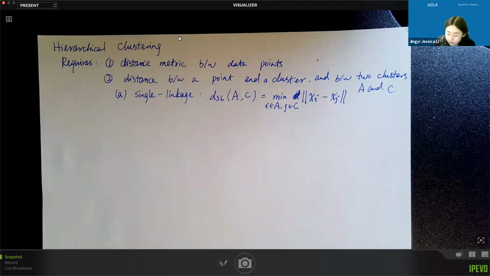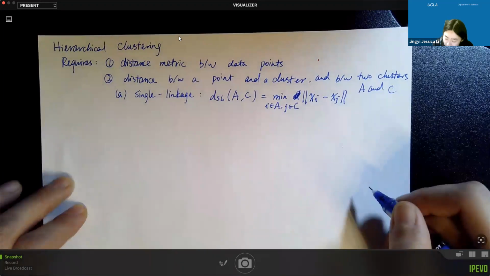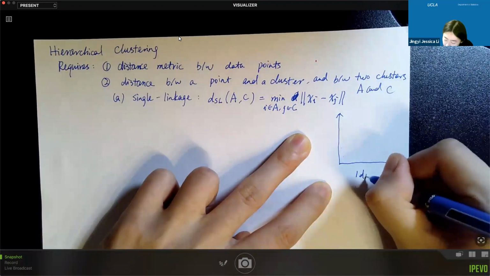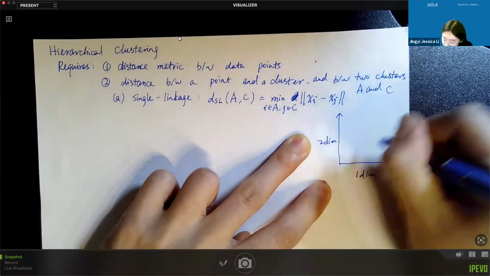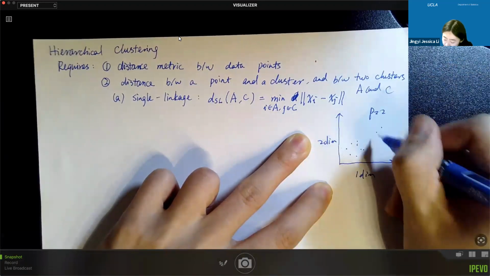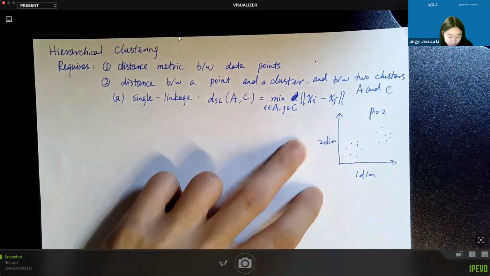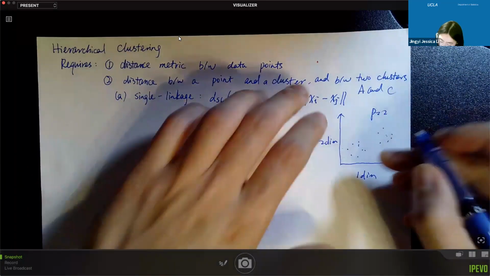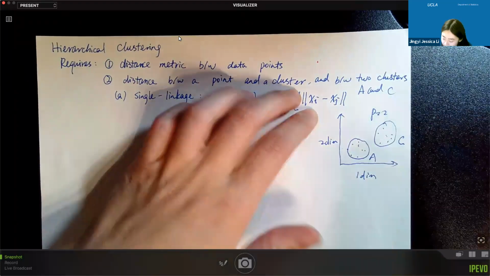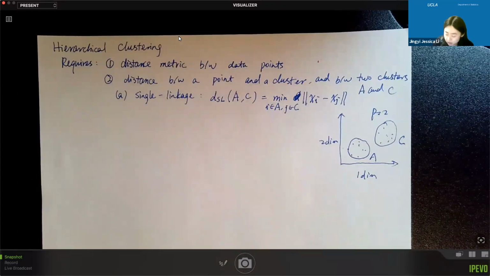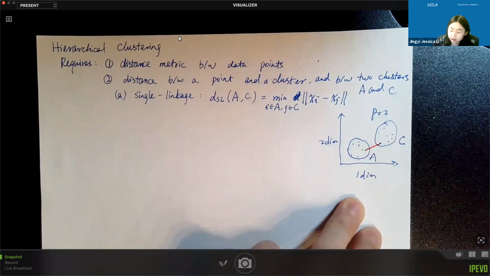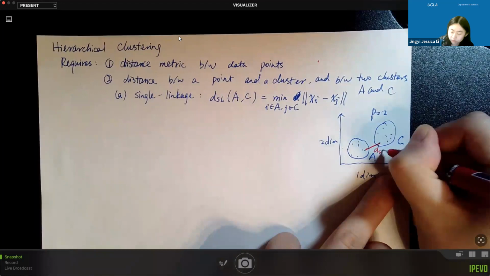Intuitively, I can use a plot to help understand. Still, I'm going to talk about the case when P equals 2, because that's when I can draw data points. If this is cluster A, and this is cluster C, single linkage is going to pick the closest distance. So here by eye, you can see this one will be the single linkage, the closest one.